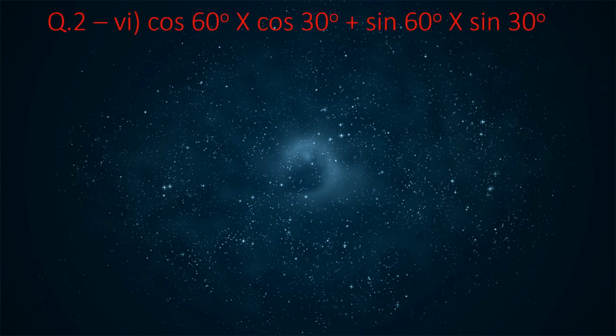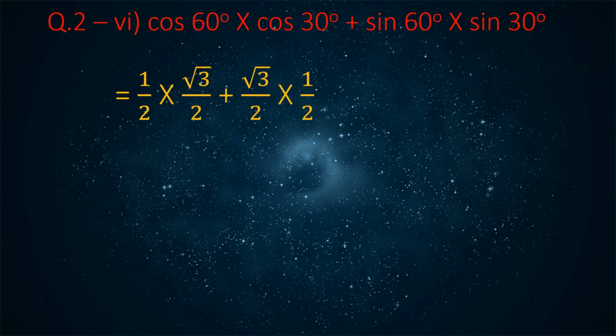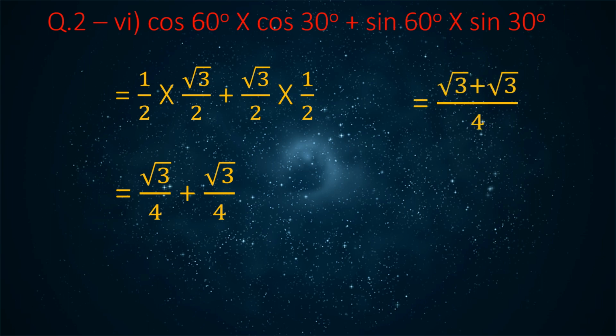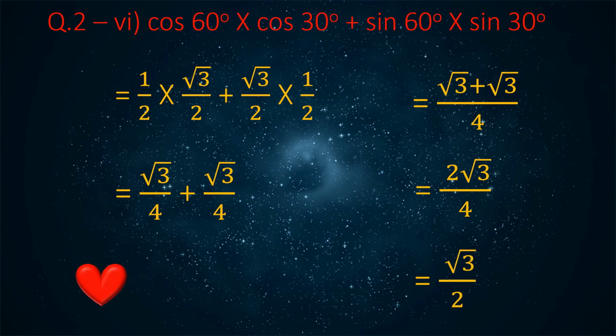This is the last question of question number 2. Question number 2, sixth: cos 60 into cos 30 plus sin 60 into sin 30. The values we substituted. Multiplication we did. It gives root 3 upon 4 plus root 3 upon 4. The denominator we took common. So root 3 and root 3 is 2 root 3. 2 root 3 upon 4. By cancelling by 2, it gives us root 3 by 2.